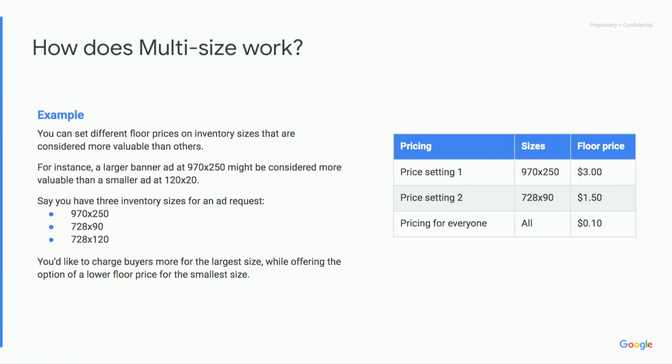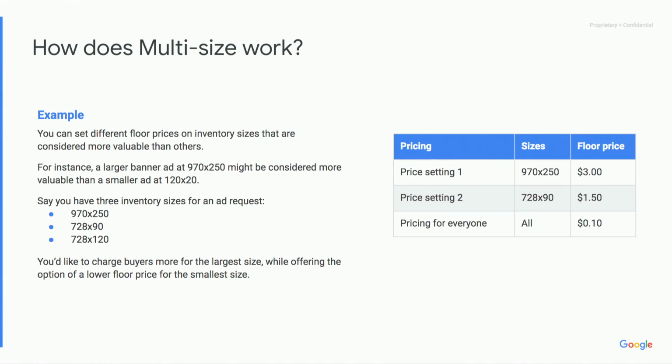So let's say, for instance, you have 3 inventory sizes for an ad request: 970 by 250, 728 by 90, and 728 by 120. You'd like to charge buyers more for the larger size while offering the option of a lower price for the smallest size. So this is where you're able to go and create a pricing rule for these sizes via Unified Pricing Rules.